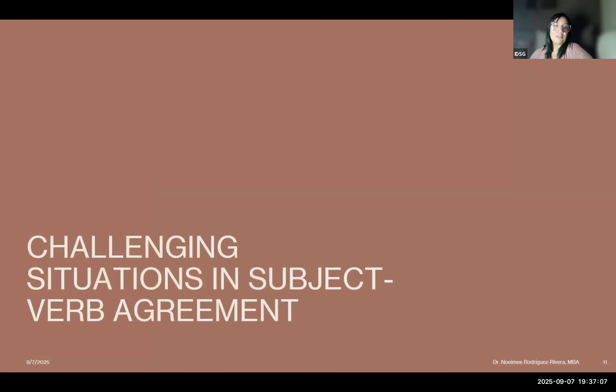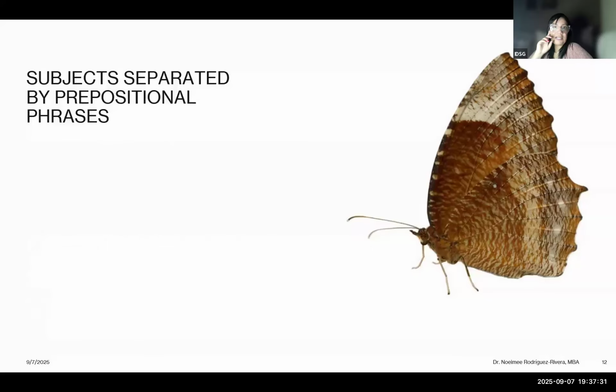Now we are going to see challenging situations in subject-verb agreement. Some sentence constructions make verb agreement tricky, such as when subjects are separated by phrases or involve indefinite pronouns. This section explores such complexities. That's what we're going to see on the next slides.